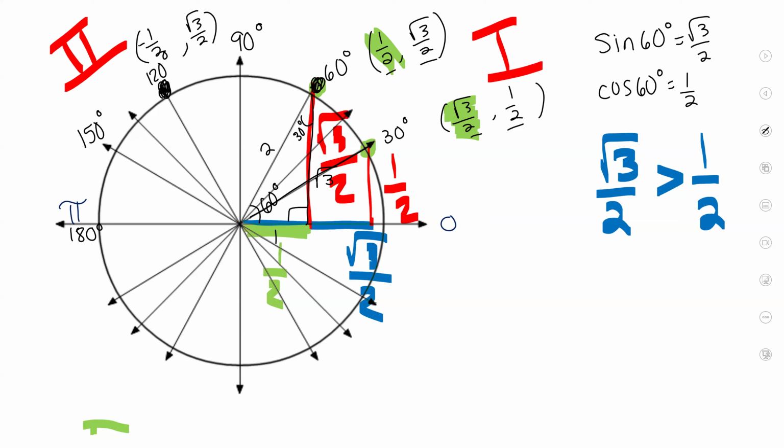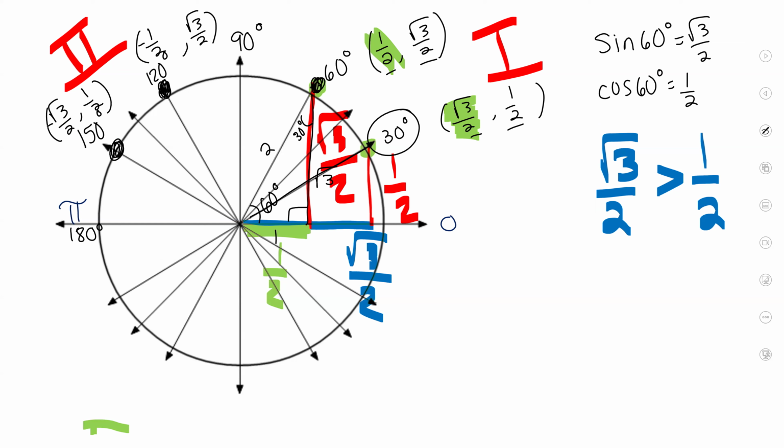Okay, the reference angle for 150 is 30. So the coordinates are going to match: square root of 3 over 2 and 1/2. However, this one will be negative. Square root of 3 over 2 will be negative. All right, so that's the second quadrant.